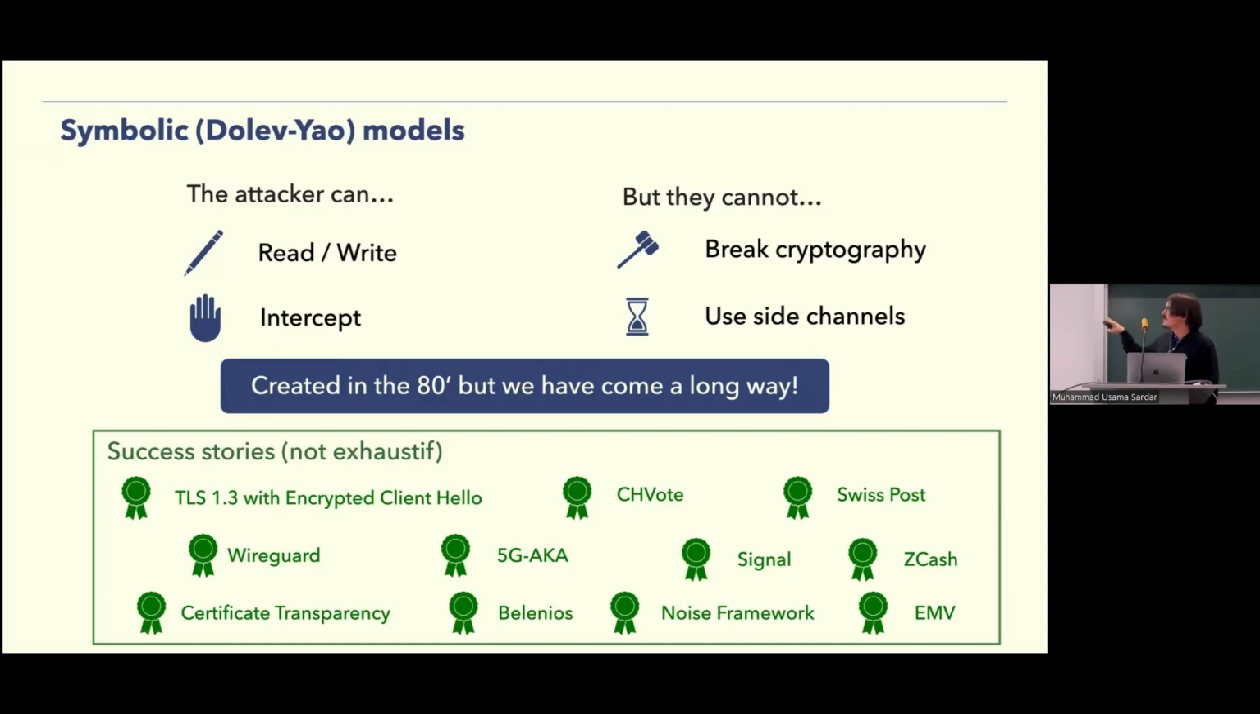So basically, this kind of symbolic model, otherwise known as the Dolev-Yao model, was created in the 80s. So at the beginning, we were basically working with toy examples, as we're going to look at. But since then, we've made quite a lot of progress.